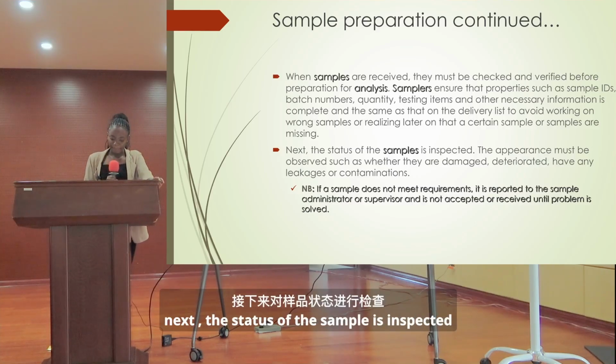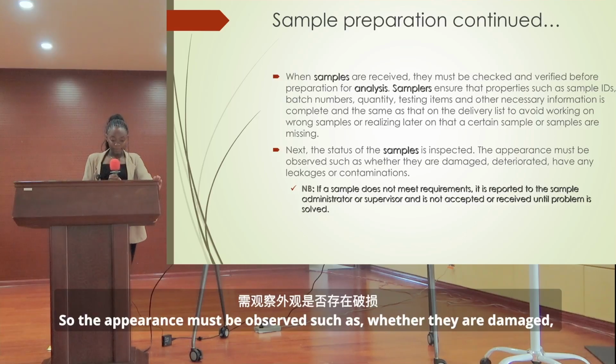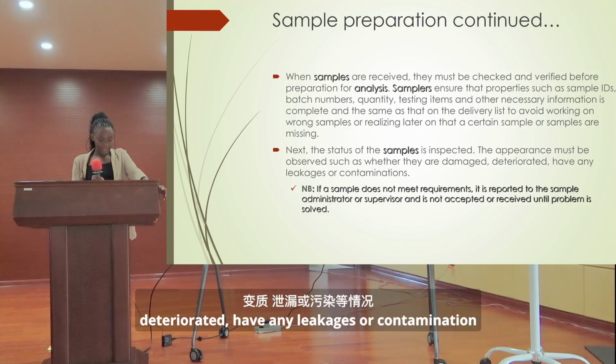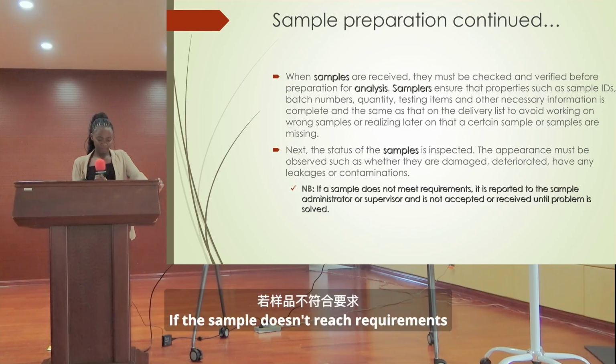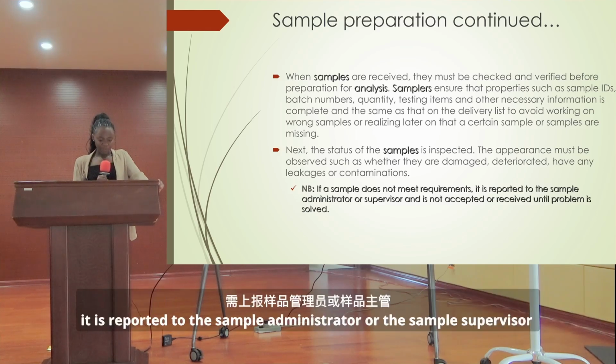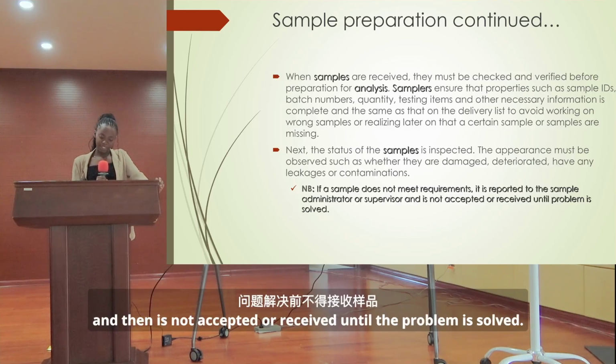Next, the status of the sample is inspected. The appearance must be observed, such as whether they are damaged, deteriorated, or have any leakages or contamination. We don't want to work on contaminated samples. If a sample does not meet requirements, it's reported to the sample administrator or the sampling supervisor, and then it is not accepted or received until the problem is solved.